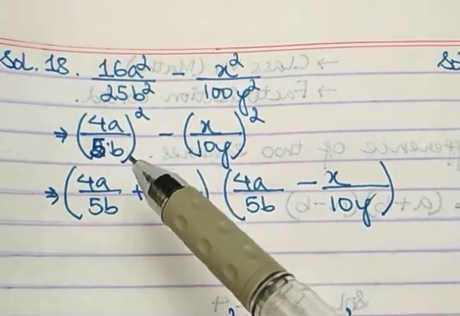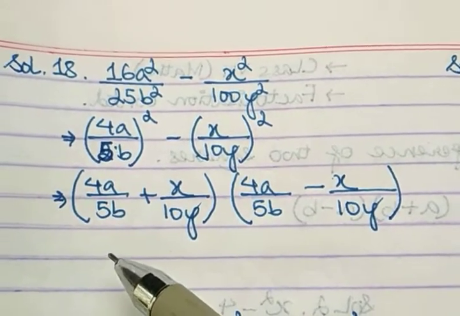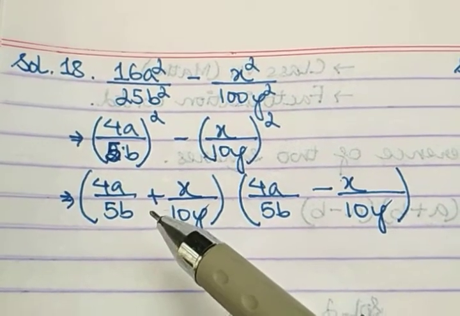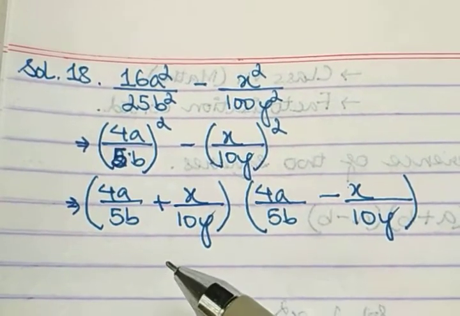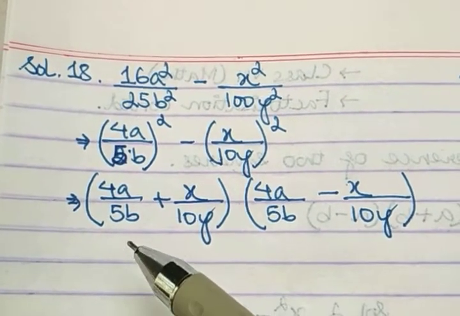So we have it in the form of a square minus b square. And what did I say? If you are confused whether you have done it correctly or not with the a square minus b square form, you can cross check it.